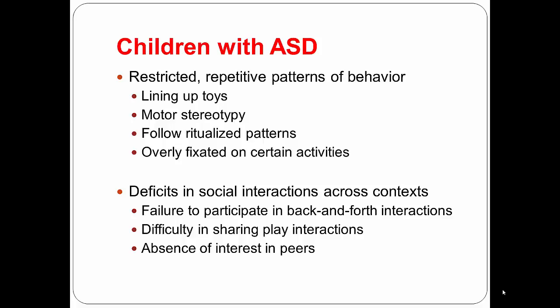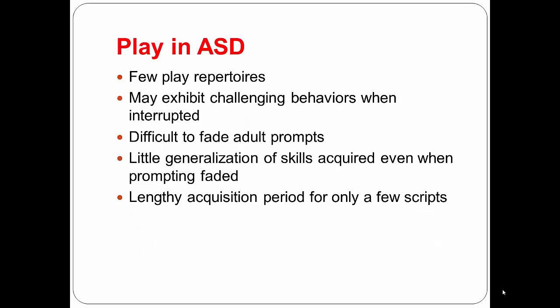Children with autism are also more likely to have deficits in social interactions, such as a failure to participate in back-and-forth interactions, difficulty in sharing play interests, and an absence of interest in peers. Given these skill deficits, it's not surprising that many children with autism lack typically developing play repertoires. As students grow, they may become more frustrated when adults attempt to interrupt their preferred play scripts and engage in challenging behavior as a result.